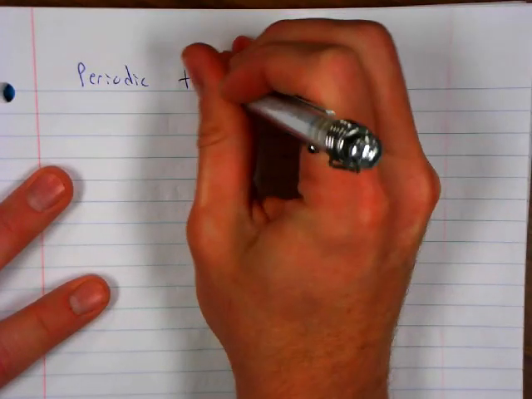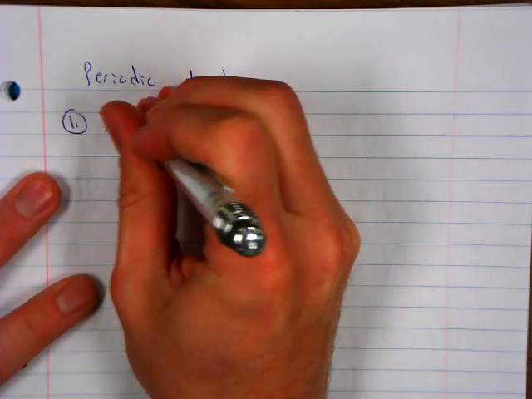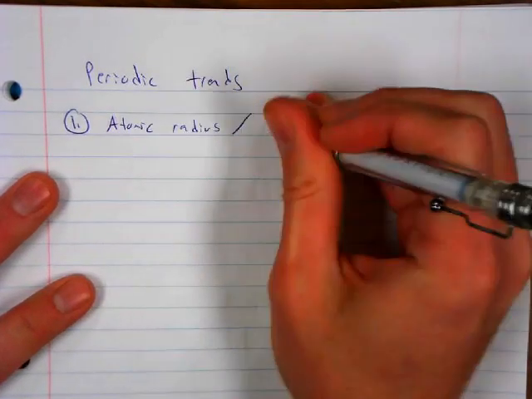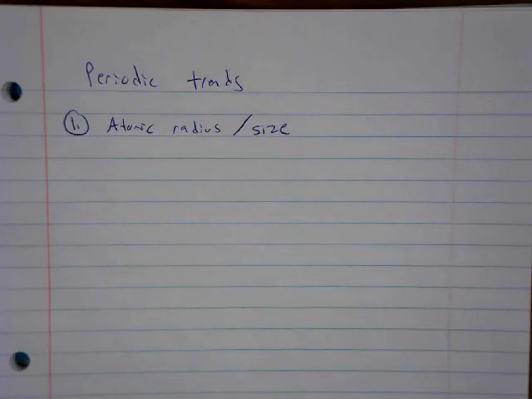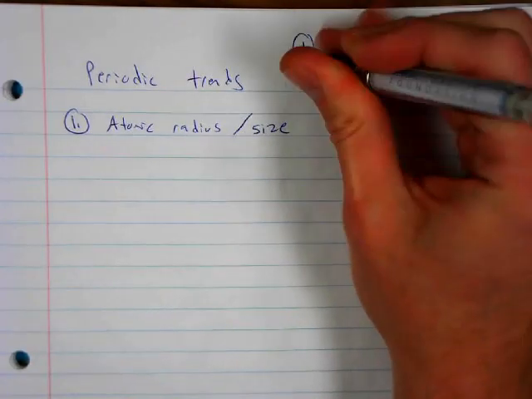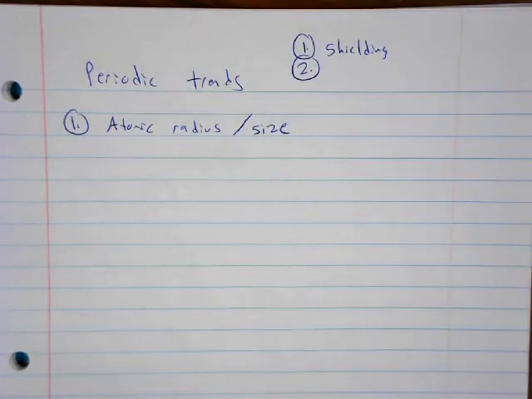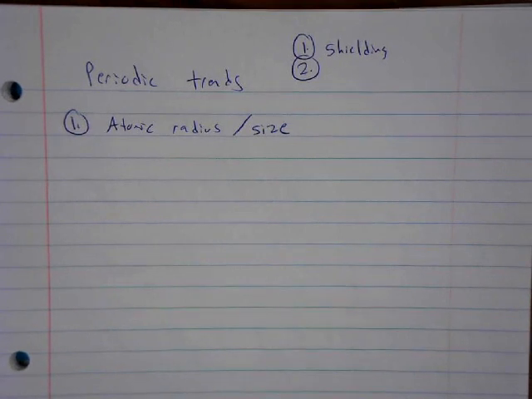Yeah, sure. Okay. Periodic trends. We should already know all these, but let's talk about them. Let's start out with the first trend, which is atomic radius, or size. What are the 2 main things that affect periodic trends? Number 1 is shielding.